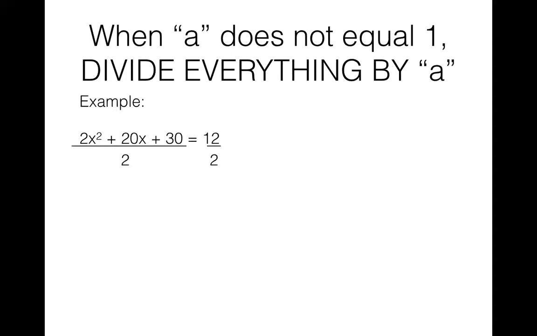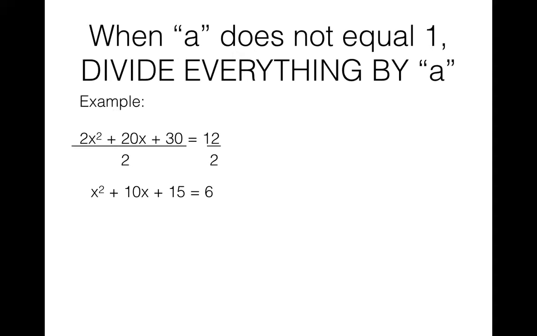So when we do that, 2x squared divided by 2 is going to be x squared. 20x divided by 2 is going to be 10x. And 30 divided by 2 is going to be 15. 12 divided by 2 is 6. So we divide all our terms by 2, and we get x squared plus 10x plus 15 equals 6.